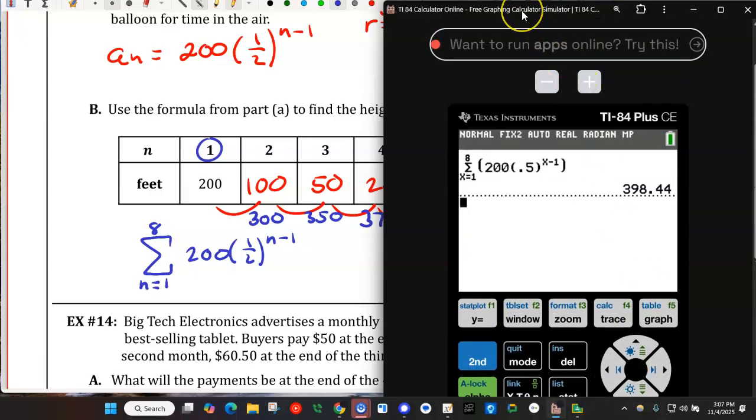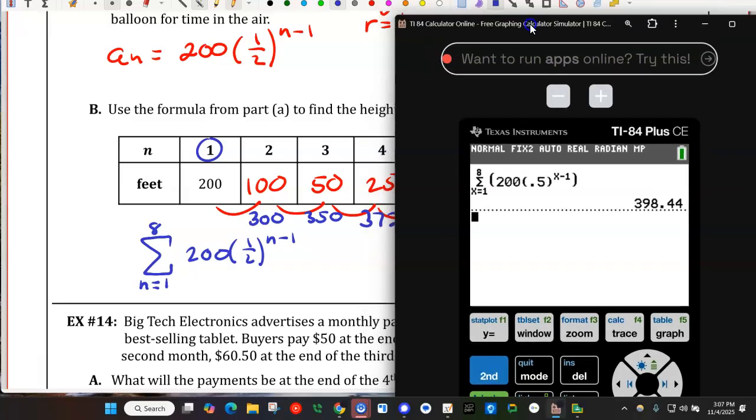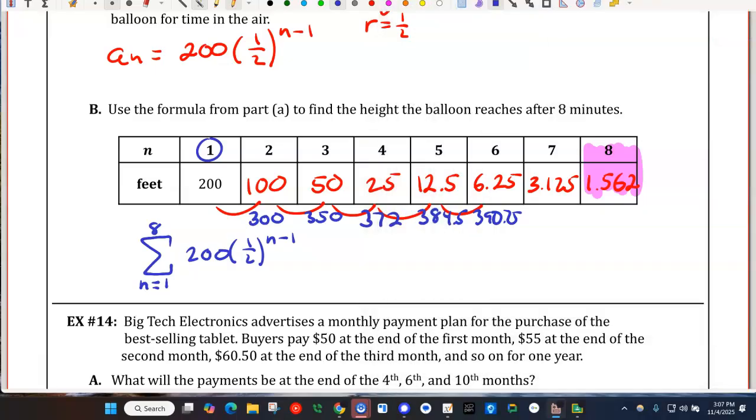And voila, it says 398.44. I have mine rounding to 2 decimal places. And you get the same answer if you just kept on adding the last two together as well. It would come out the same. So if you don't remember that, it's okay. You would just have to manually do all those. Type them all in. But hopefully that helps a little bit.